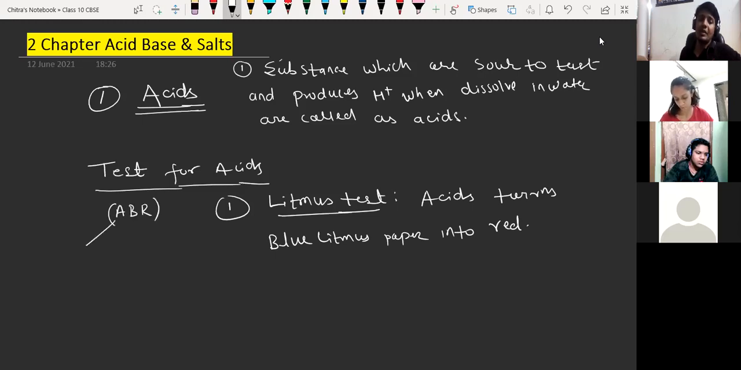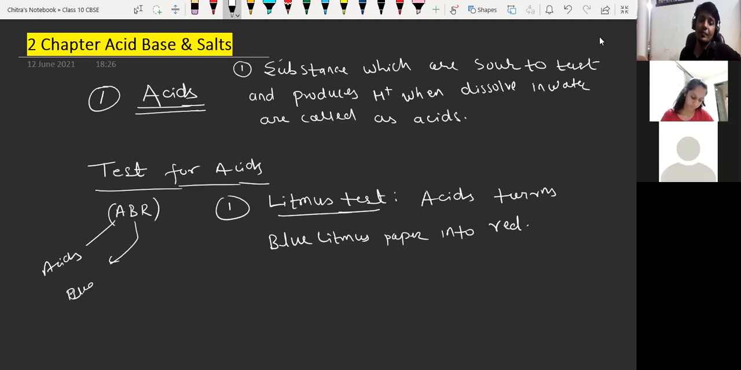For remembering this test, you can remember ABR. What is ABR? A for acid, B for blue, and R for red. It means acid turns blue litmus paper into red. This is the litmus test for acid. You just have to remember ABR. Understood?